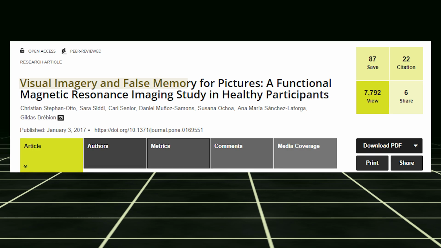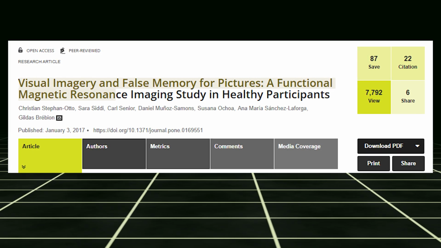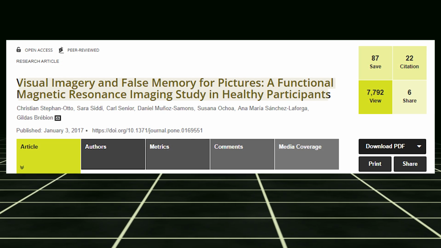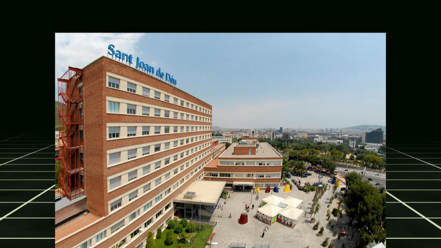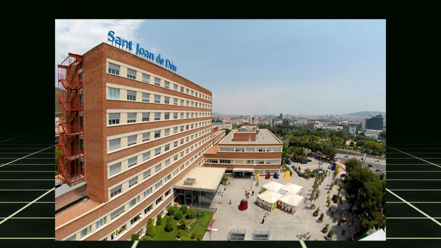The research article is titled Visual Imagery and False Memories for Pictures, a Functional Magnetic Resonance Imaging Study in Healthy Participants. This was published on January 3, 2017, and the study was also conducted at Sant Joan de Déu Hospital in Barcelona, located in Spain.